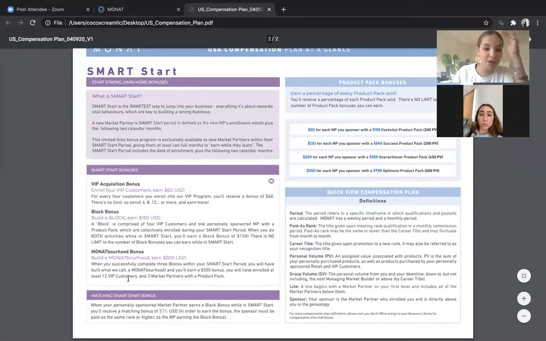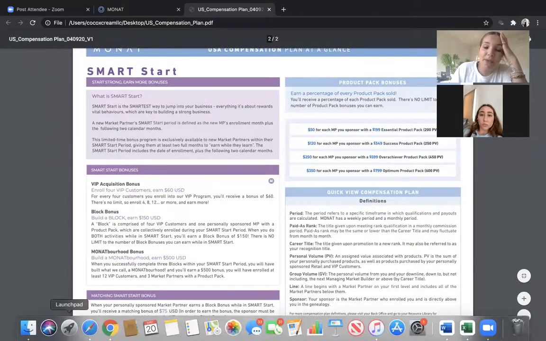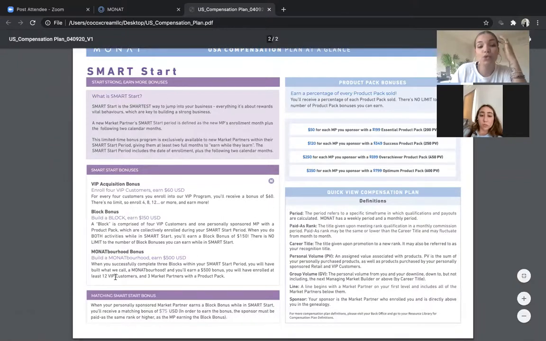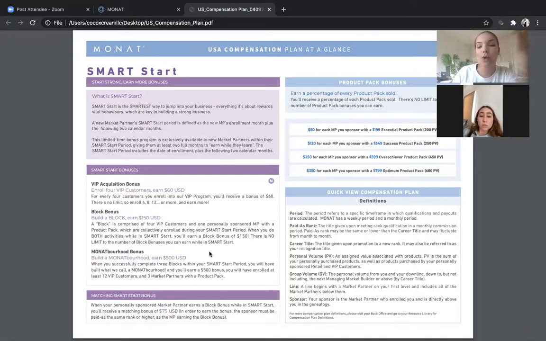The biggest thing that I can teach you in your smart start period is how to close down on as many Mo Neighborhoods as possible. That's the name of the game within your first 60 days. So what is a Mo Neighborhood? This is terminology, all that good stuff. A Mo Neighborhood is when you successfully close down on 12 VIPs, so that's 12 loyal customers, and 3 market partners, which is 3 business partners. Essentially, every time you close down on one Mo Neighborhood, you make a total of $1,300.